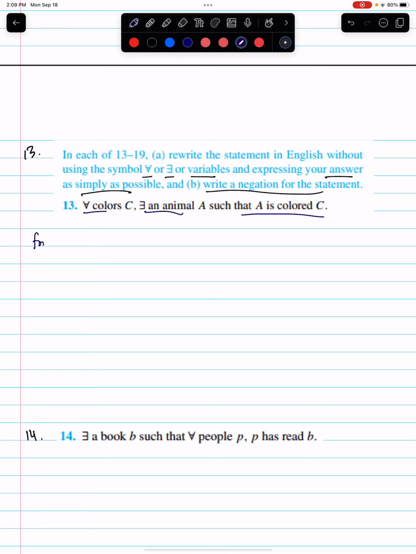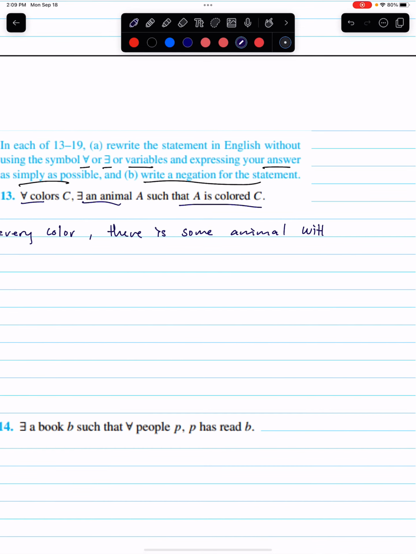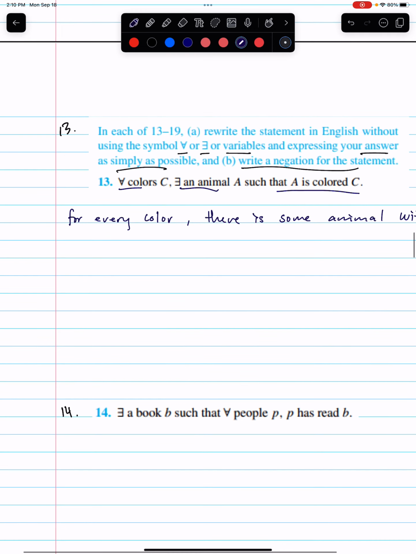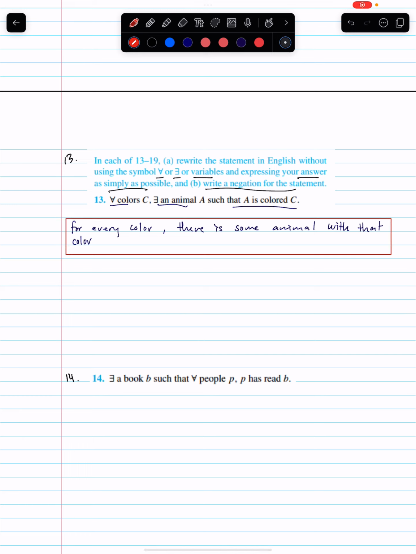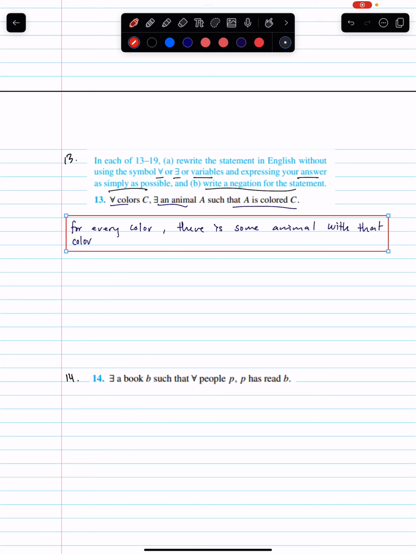Right, so we'll say for every color C, oh wait, no, I said without variables, right? Okay. For every color, there is some animal with that color. That would be just rephrasing that in the normal manner.